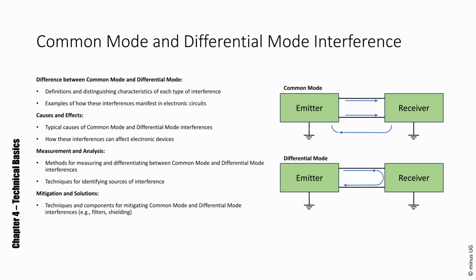An example of common mode interference could be electromagnetic noise from a power line coupling onto a data communication cable, affecting both lines equally. Differential mode interference might occur in a twisted pair cable when the twist is not tight enough to cancel out the noise, causing a difference in noise level between the two wires.